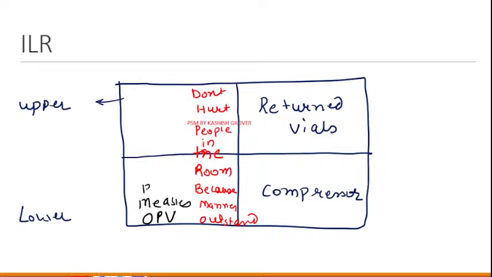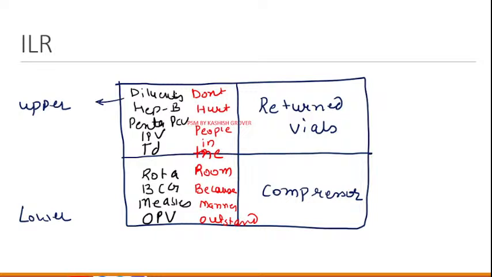measles, BCG, rotavirus, TD, IPV, penta, PCV, hepatitis B, and diluents. So diluents are placed at the top, right? And if you ask about vaccine, then vaccine hepatitis B should be placed at the top, and OPV is placed at the bottom, right? So this is ILR.